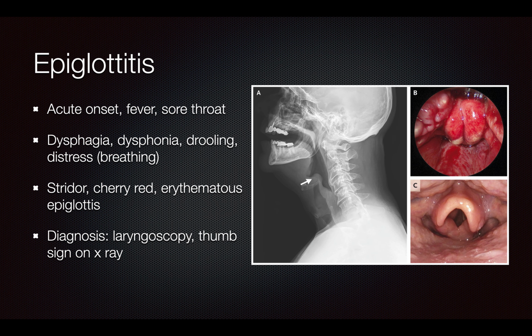Epiglottitis is going to have an acute onset. There's something called a thumb sign, where the epiglottis is really inflamed. It looks like a thumb poking backwards. It can obstruct the airway and cause dysphagia, dysphonia, drooling, and distress. It's characterized by stridor and a cherry red, erythematous epiglottis.